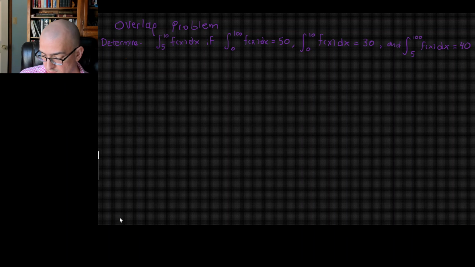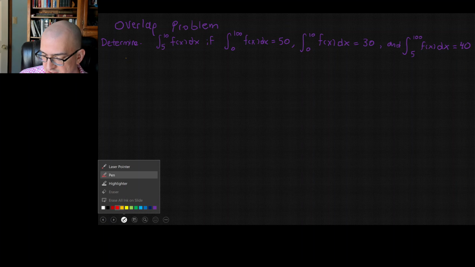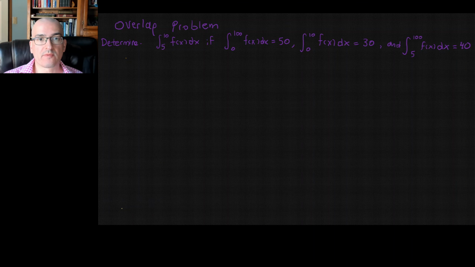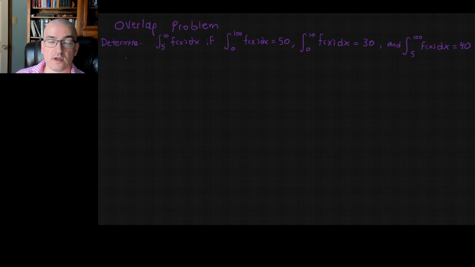Hey everyone, I want to show you how to solve something I call the overlap problem in integration. The overlap problem is a problem where you have a bunch of statements about the value of a definite integral from different endpoints. So in this question, we're asked for the definite integral of f of x from 5 to 10, and we're given information about the antiderivative from 0 to 10, 0 to 100, and 5 to 100.